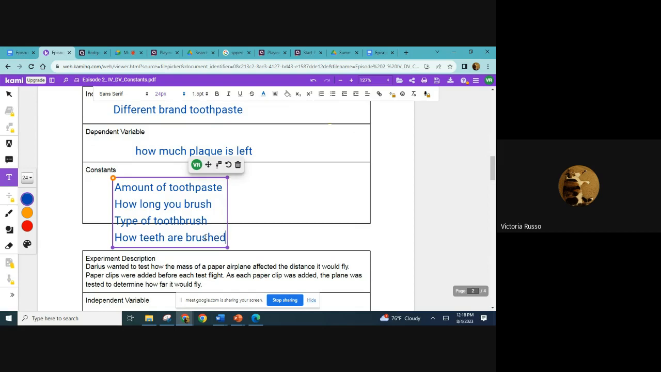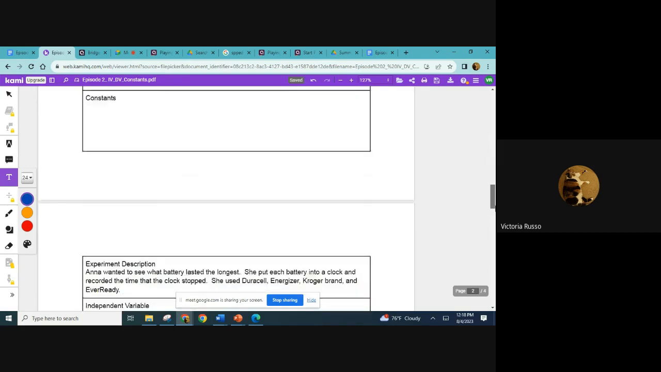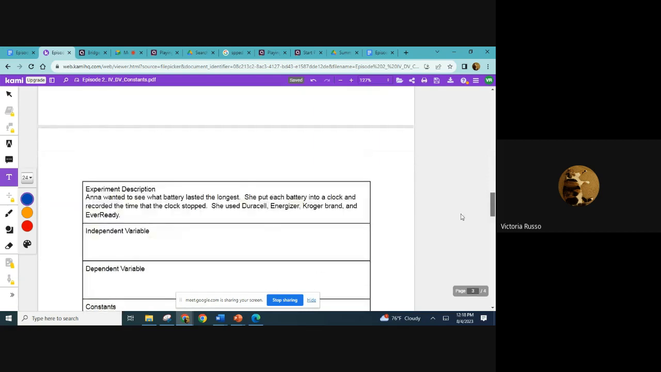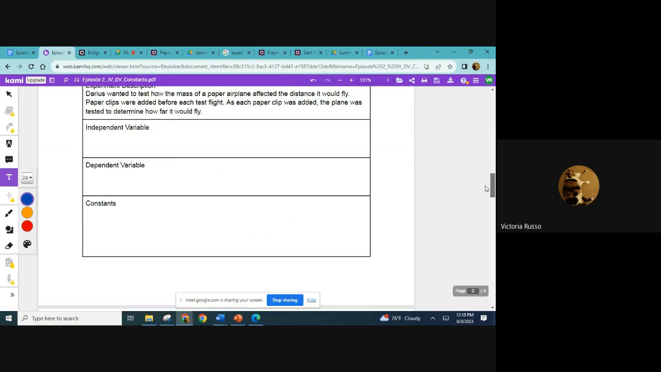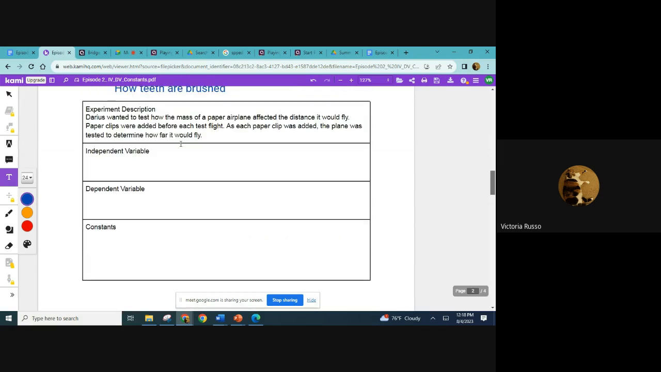All right. So again, we're going to do this last example together, and then you're going to try your best to do these. And again, if they're not perfect, we'll fix them when we get back to school in a couple of weeks. All right, so Darius wants to test how the mass of a paper airplane affected the distance it would fly. Paper clips were added for each test flight. As each paper clip was added, the plane was tested to determine how far it would fly.